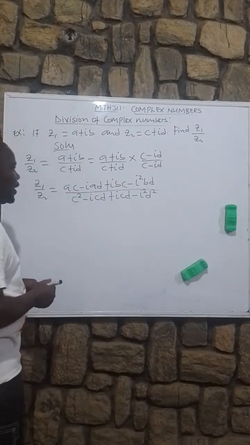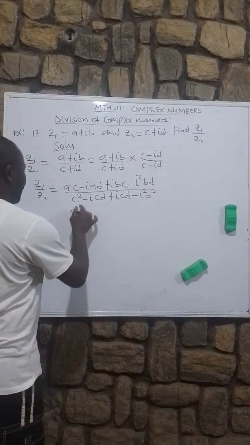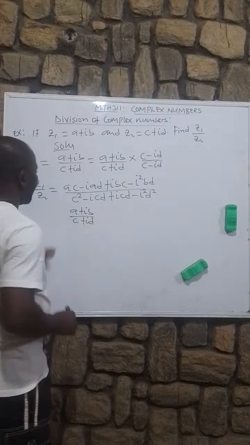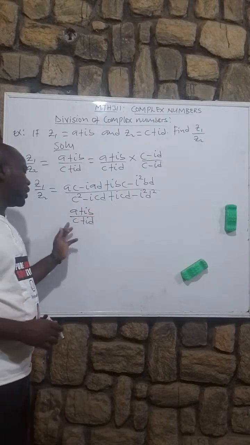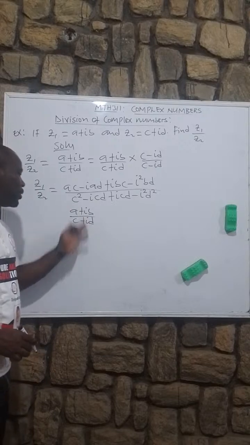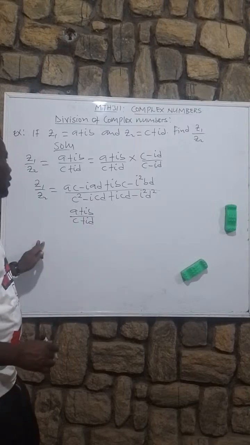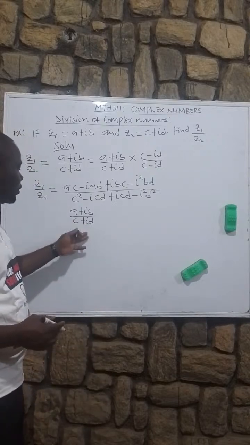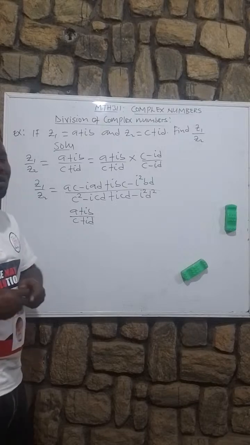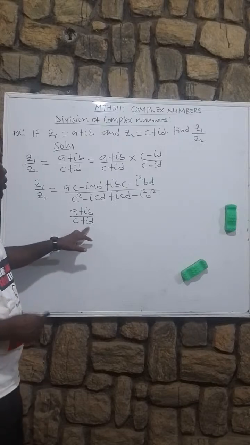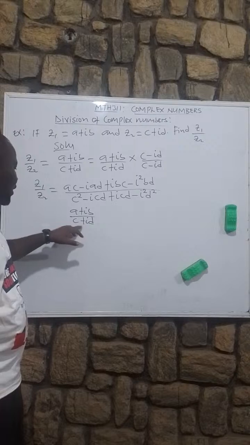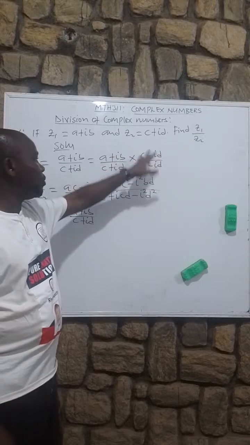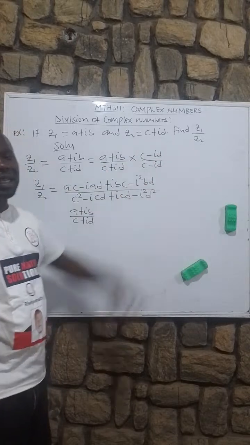When you have a plus ib all over c plus id, you discover that this is a complex number. So both of them are complex numbers dividing each other. The best way to approach this type of question is for you to conjugate the denominator. Since the denominator here is c plus id, use it to multiply both top and bottom of the right hand side.